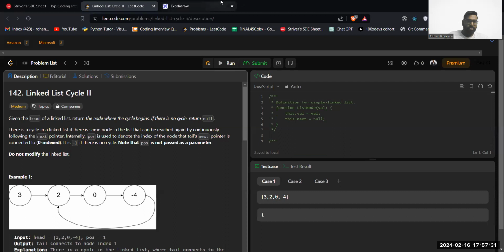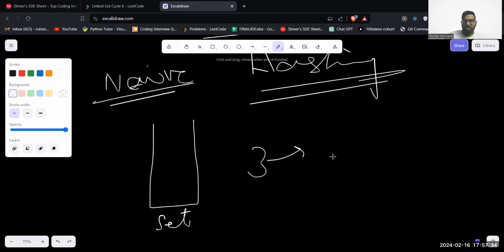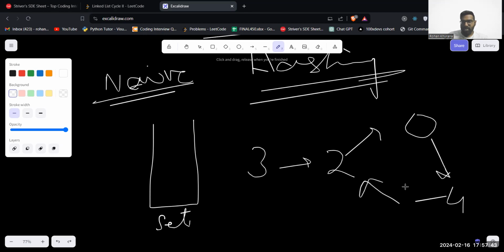So, if this is the list, 3, 2, 0, -4 and 2 again, I have to return this 2. I will check in the set that I have visited this already. So if this is the head given to me, I can take a temporary pointer here. We are not altering the head, obviously. So the node with 3 is saved.